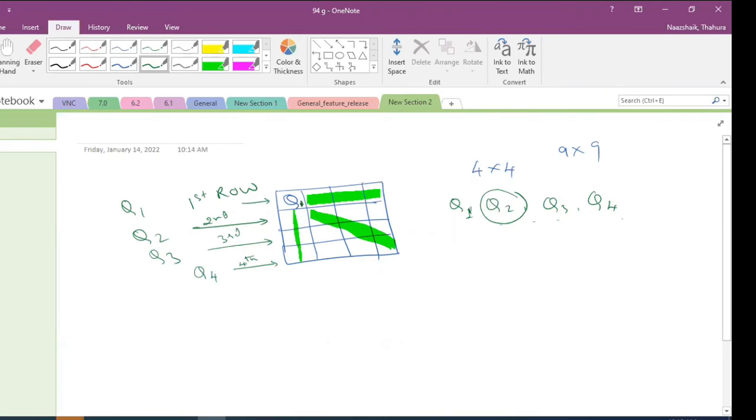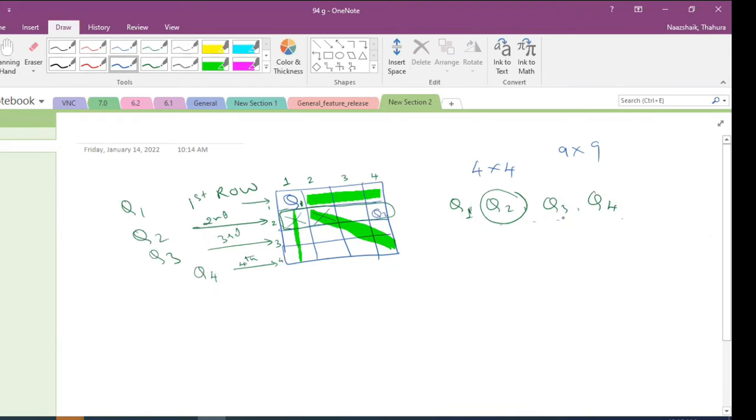We placed queen 1 here. So where can I place queen 2? This is my row number 2, so I have to place queen 2 within this row only. I cannot place here because if I place queen 2 here, it will get hit. I cannot place here either. Here I can safely place queen 2. I have 2 choices, and this is also correct.